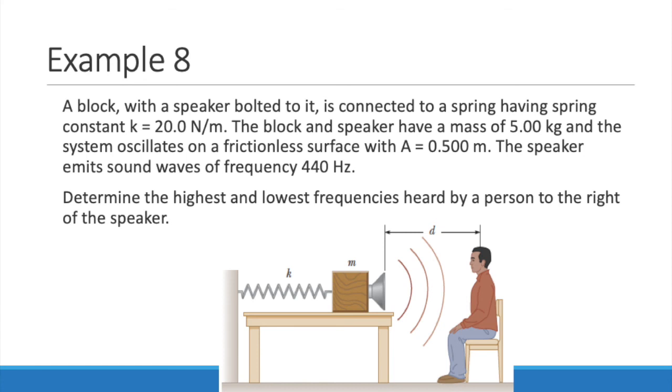Example 8: a block with a speaker bolted to it is connected to a spring with spring constant 20 newtons per meter. The block and the speaker have a mass of 5 kilograms, and the system oscillates on a frictionless surface with A equals 0.5 meters. The speaker emits sound waves of frequency 440 hertz. Determine the highest and lowest frequencies heard by a person to the right of the speaker.